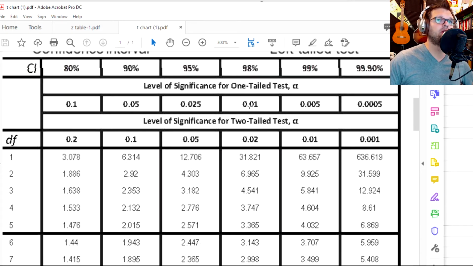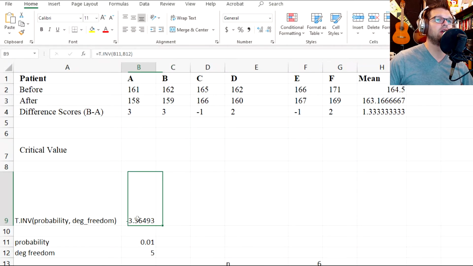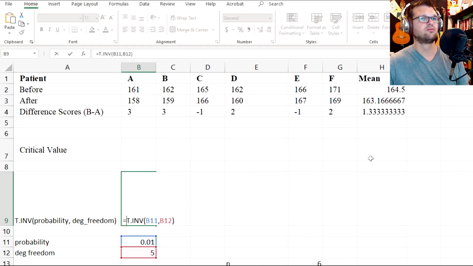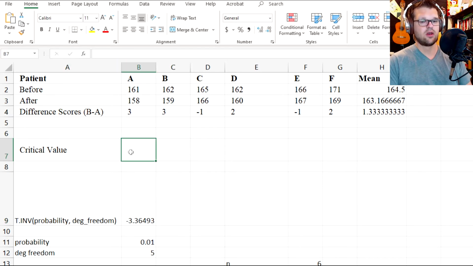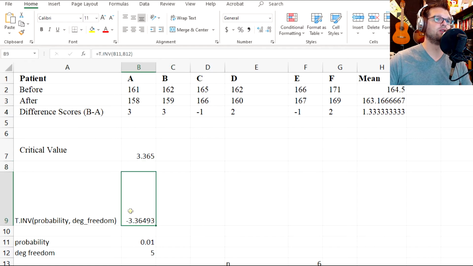So the level of significance for a one-tail test with alpha of 0.01, and we come down to degrees of freedom of 5. So it's going to be 3.365. And so we can put that, 3.365.